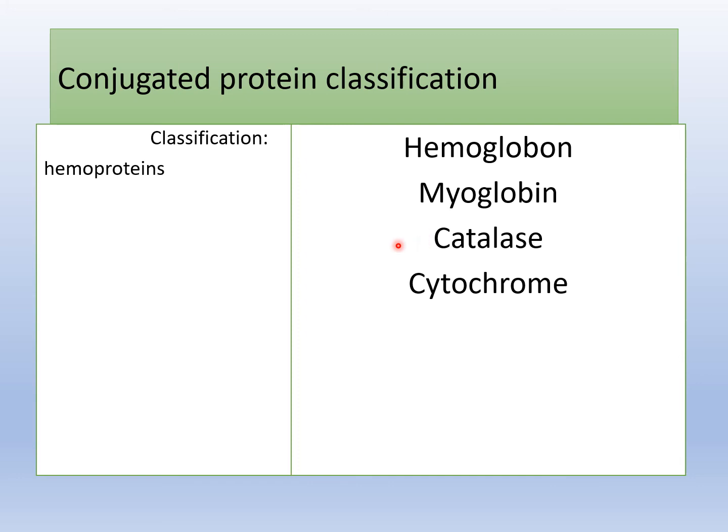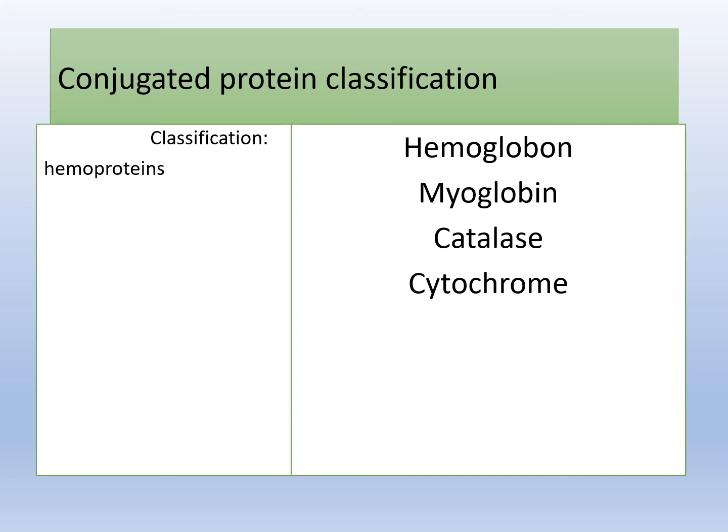Catalase is an enzyme that is found in the liver. The function of catalase in the liver is breaking down harmful hydrogen peroxide, H2O2, into oxygen and water. Again, catalase is the one that breaks down hydrogen peroxide into oxygen and water, and it is an enzyme found in the liver.